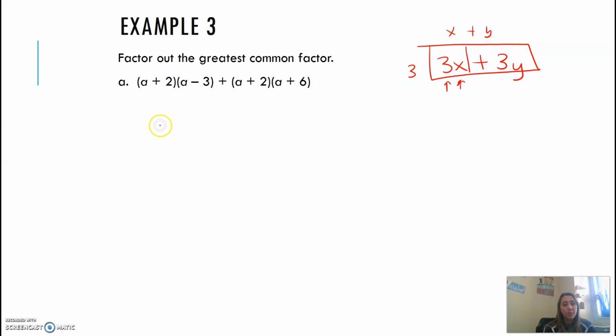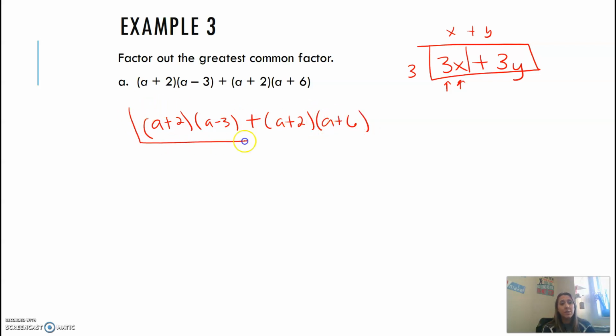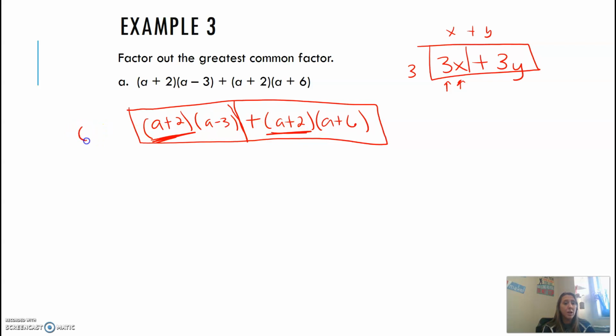So I'm going to rewrite this. And I can see right away, after writing it again, what my greatest common factor is. So I put this in a box. So I have this times this plus this times this. So here, I put it in front of the plus sign. So I can see right away that this and this is my greatest common factor. So I'm going to factor out that entire binomial.